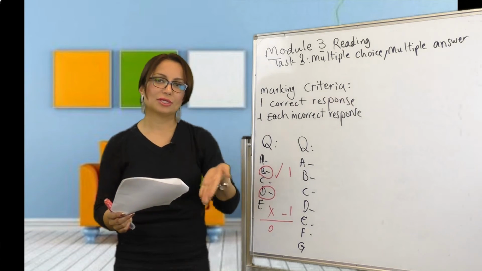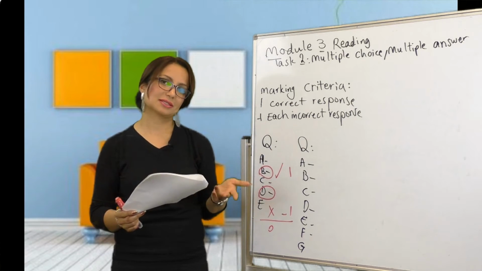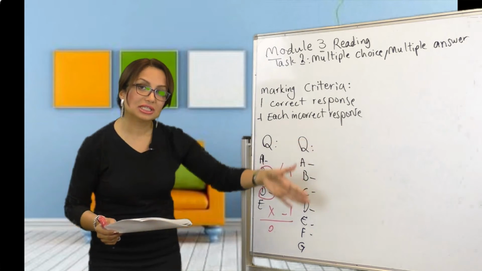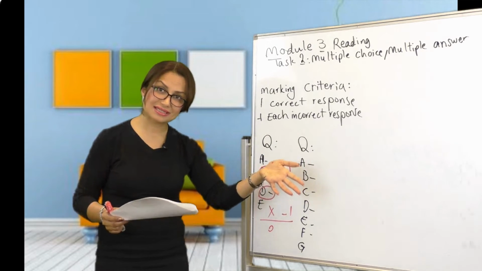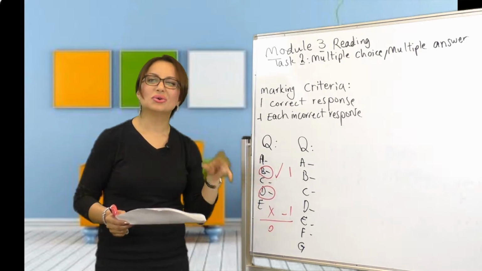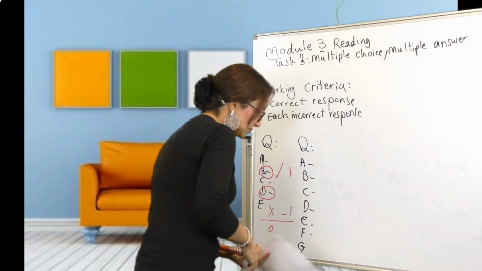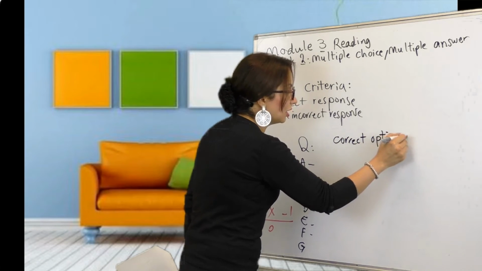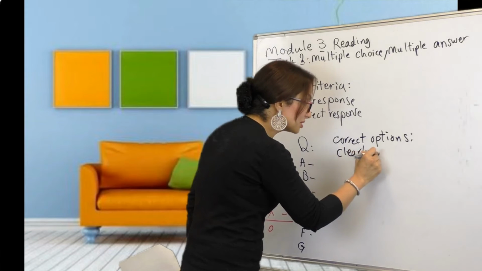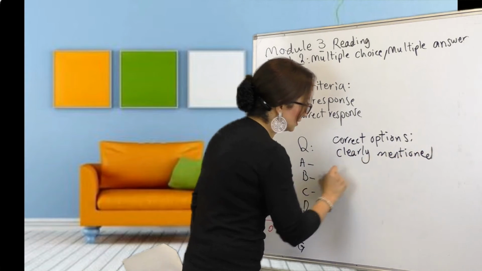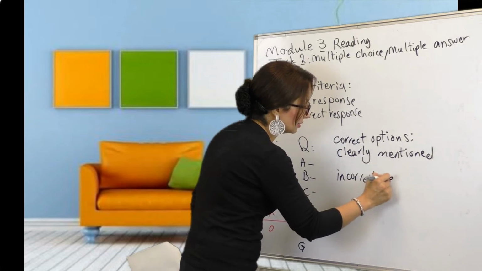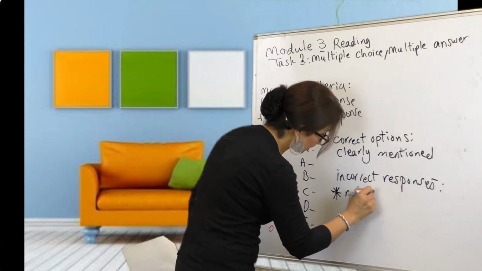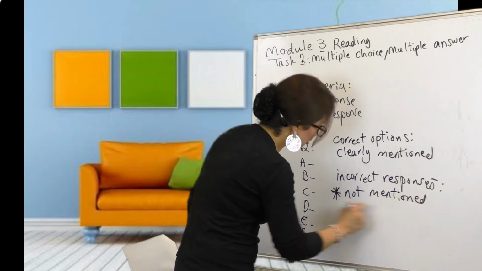So this is actually the way we approach the multiple choice, multiple answer test in PTE reading. And now you should know that the answers which are incorrect are either not stated in the text, not given at all, or contradicted. Just know that correct options are the ones which are clearly mentioned, and incorrect responses are either not mentioned, not given, or contradicted.